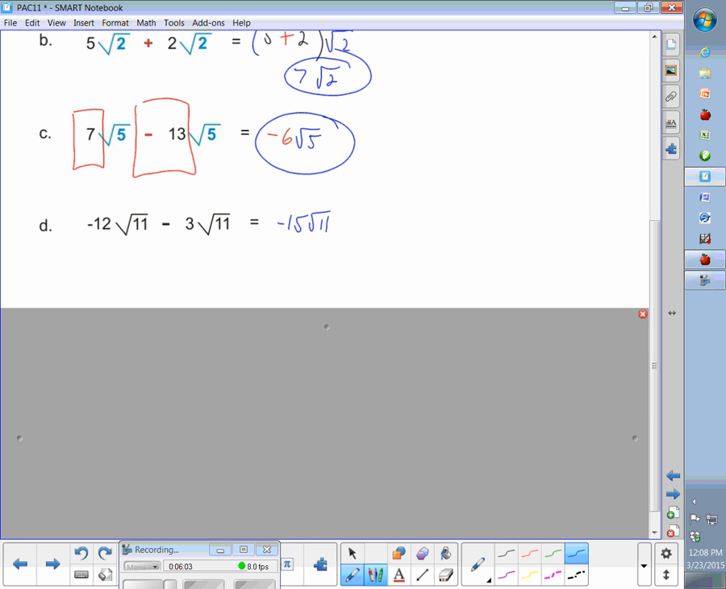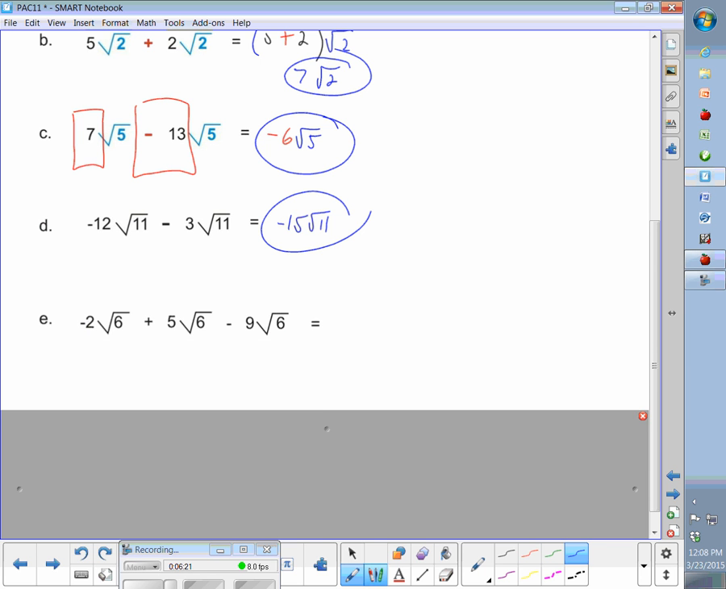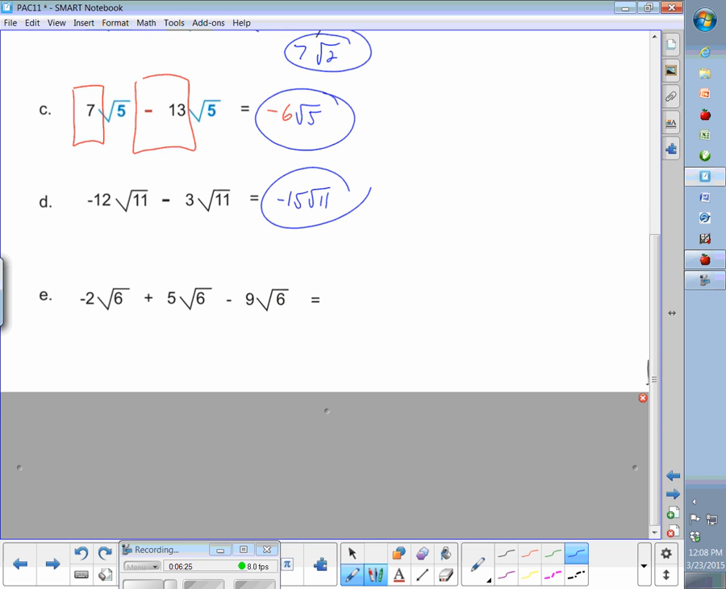How many agree with Gabe? All right, all you correct ones, right? Negative 12 of them and 3 more negatives of them, 15 negatives of them, right? We're just adding up how many there are. And they're like radicals because they have the same index. They're both square roots, and they have the same radicand. The radicands are 11. So then when you get to something like E, you're like, oh, no, it's impossible. I can't do E. Well, piece of cake, right? Go ahead and do E.